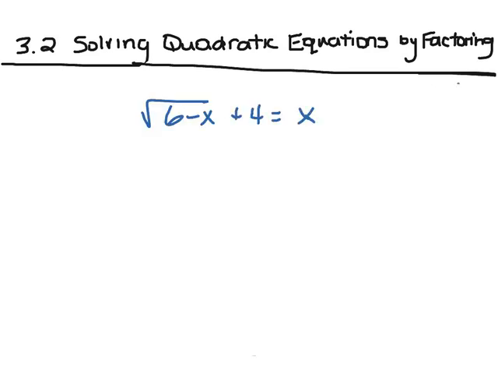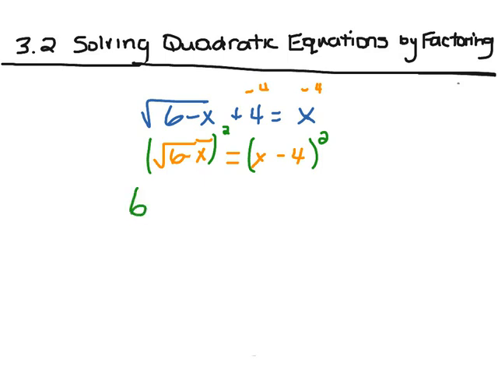When you have a radical, it's going to be the same thing, but we just have to do a couple more extra steps. Your first step is to get your radical on one side by itself, so we're going to subtract 4. So we have the square root of 6 minus x equals x minus 4. Now, to get rid of a radical, we're going to square both sides, because the opposite of taking the square root of something is to square it. So on this side, we just drop the radical sign, so it's 6 minus x.